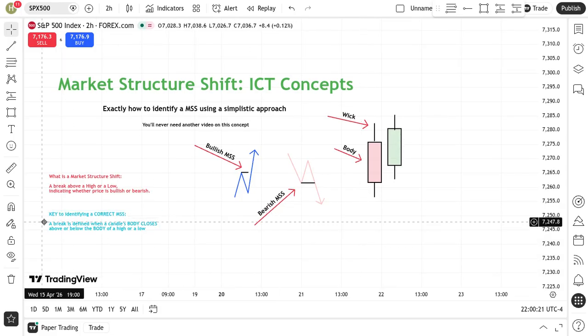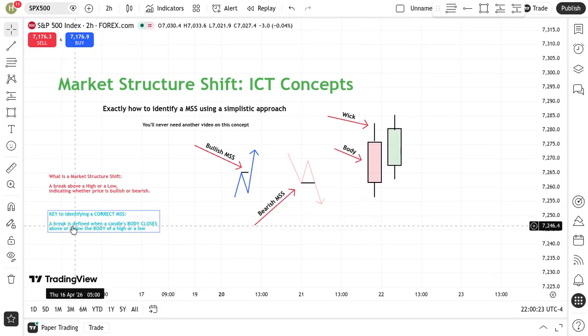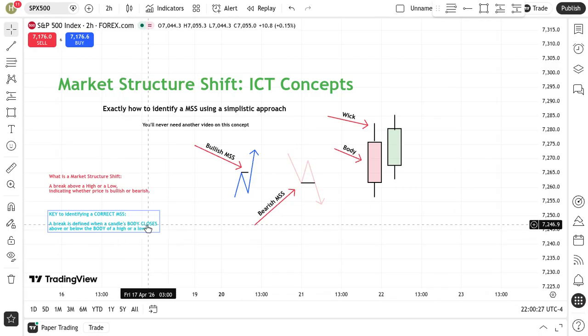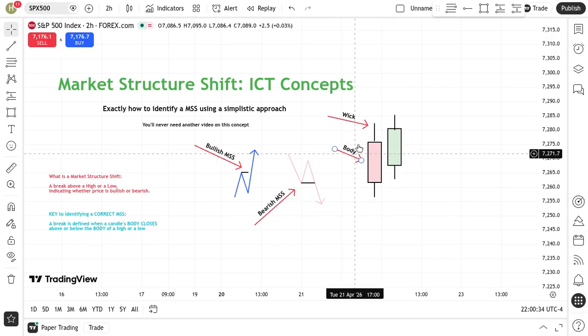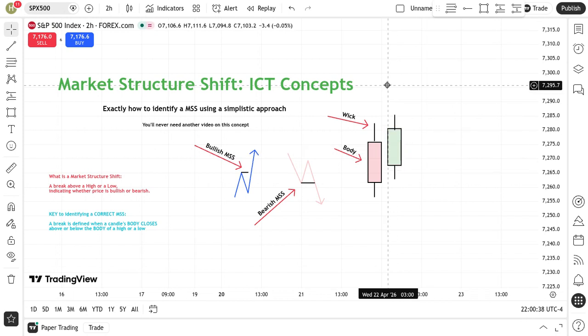So if we look at the key to a break in market structure or a market structure shift, it is defined when a candle's body closes above or below. So in this example, if we're looking at a bullish market structure shift, all we need for a market structure shift is for the candle body to close above it.